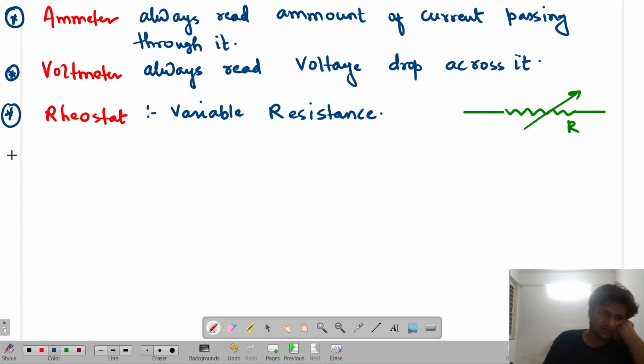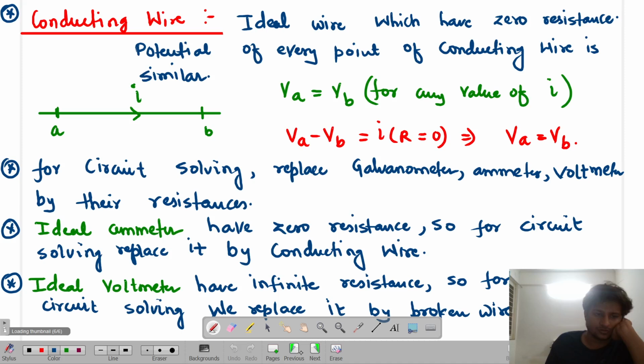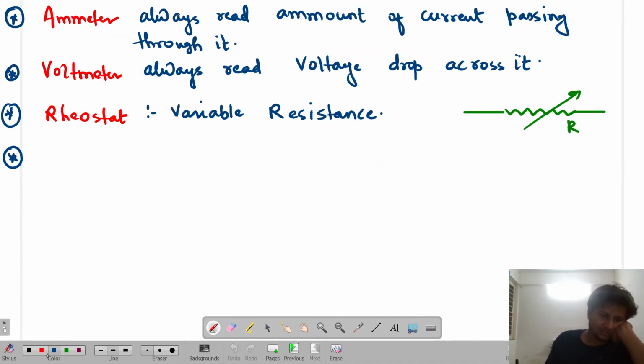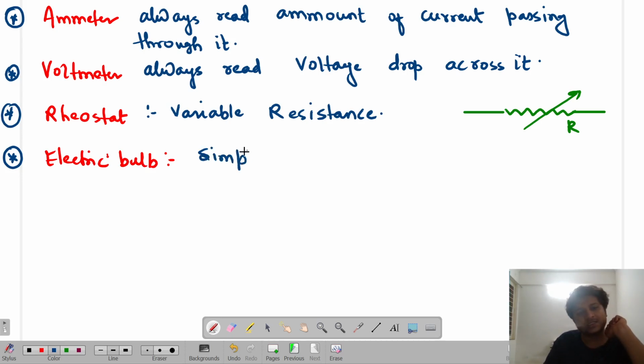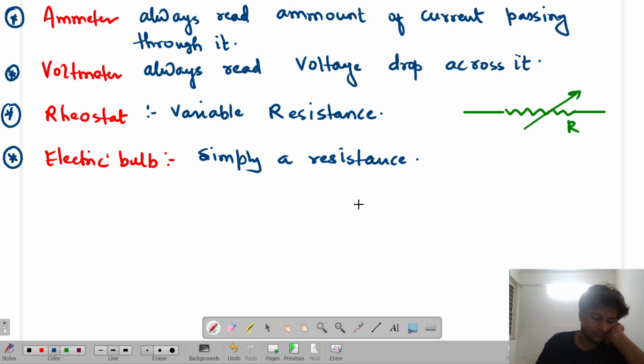This is the eighth point, I think. And this is of the electric bulb. Basically, not only an electric bulb, any electrical appliance whichever you see is simply a resistance. Just replace any electrical bulb, any kind of thing, by a resistance. Are you able to get me or not? Is that clear or not?